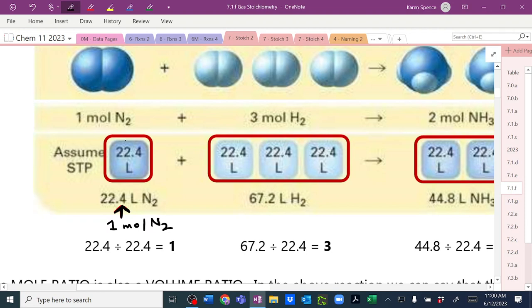And you can see we have 1 volume. Like I've put a little box around it. That box represents 1 volume. Yes? Now, 67.2 liters of H2. How many moles is that? 67.2 divided by 22.4 is 3. So here we have 3 moles of H2. And guess what? How many volumes do we have? We have 1 volume, 2 volumes, 3 volumes, 1 volume.